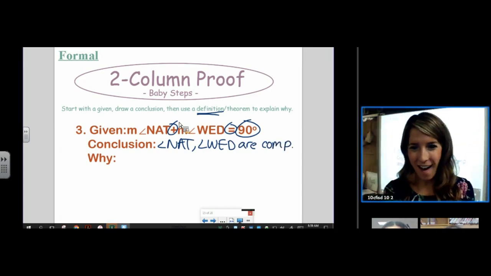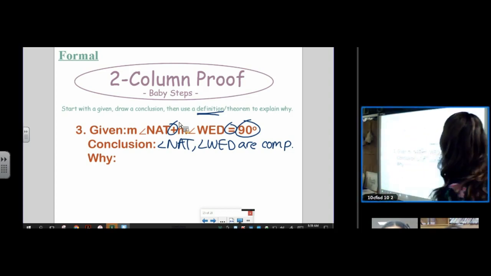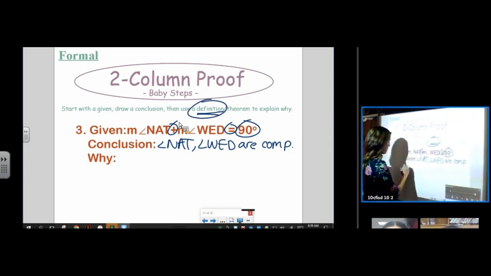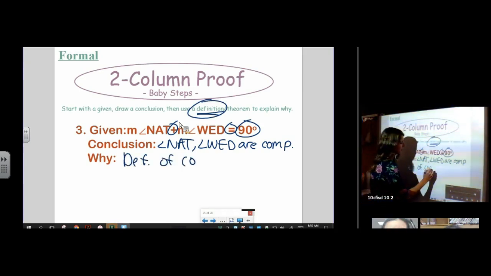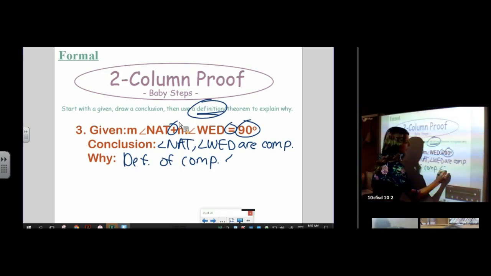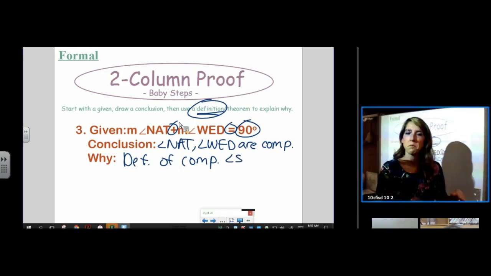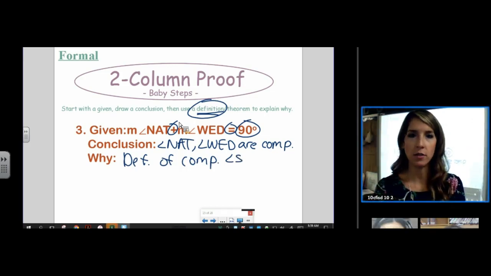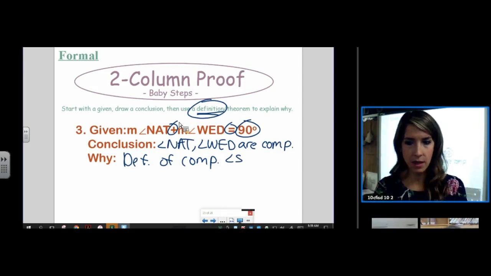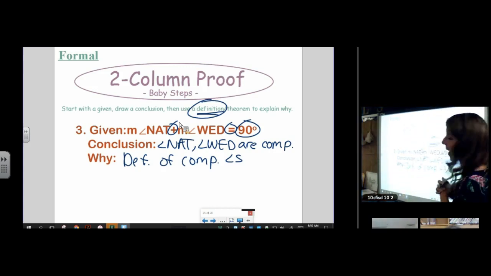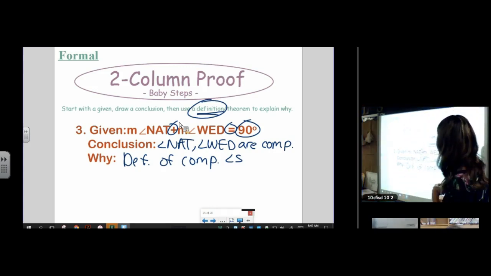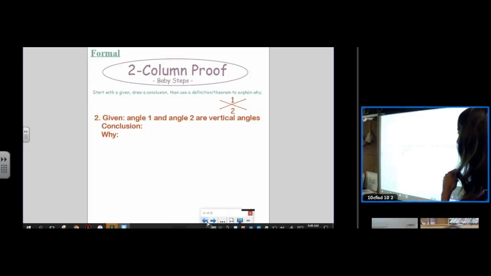What's the reason why? And now we're going to use a definition. Literally, you just put definition of complementary angles. That's all you write. Definition of complementary angles. You don't need to write the definition out. You just need to name the property or the theorem or the definition. I know I'm going fast. I know. Okay, let's try this one.